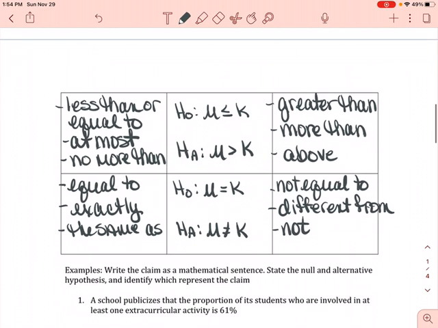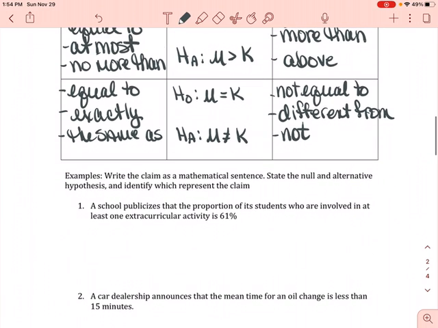If I say I don't want it to be equal to 7, or differs from 6, those are not-equal-to concepts. Those would be H sub A, and then equal-tos go in H sub O. All right, so let's try and pick out a couple in these problems.